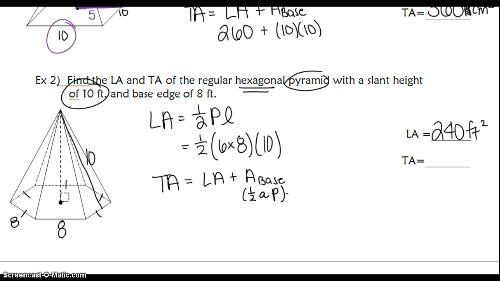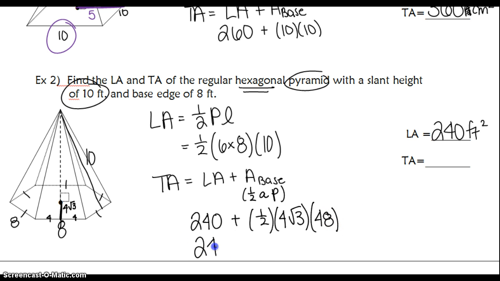Remember what A stands for, apothem. So remember, the apothem cuts the side in half. So 8 becomes 4 and 4. Remember what you put on the apothem, a lovely root 3. So we have 4 root 3 for the apothem. So total area is 240 plus 1/2 times the apothem, which is 4 root 3, times the perimeter. We found the perimeter earlier, it's 48.